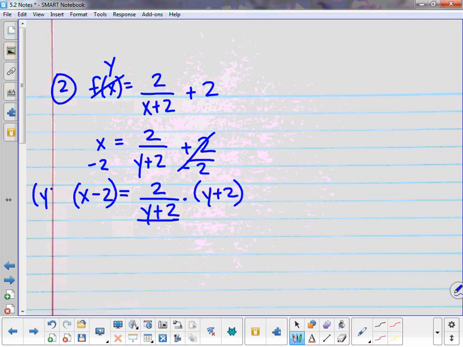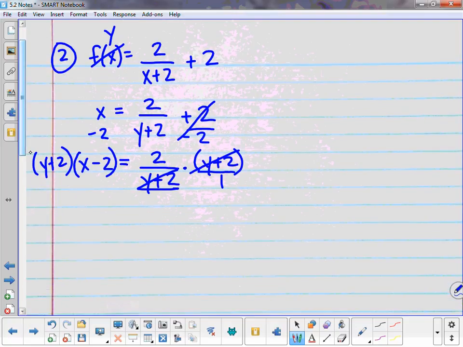So I'm going to multiply by y plus 2. And then what will happen is when you multiply by y plus 2, that's y plus 2 over 1, so these will cross out. And that's why that works nicely, because it will get out of the denominator part of the fraction. So then, and you're probably running out of room, but you have to go to the right side. So then we'll have y plus 2 times x minus 2 equals the 2.